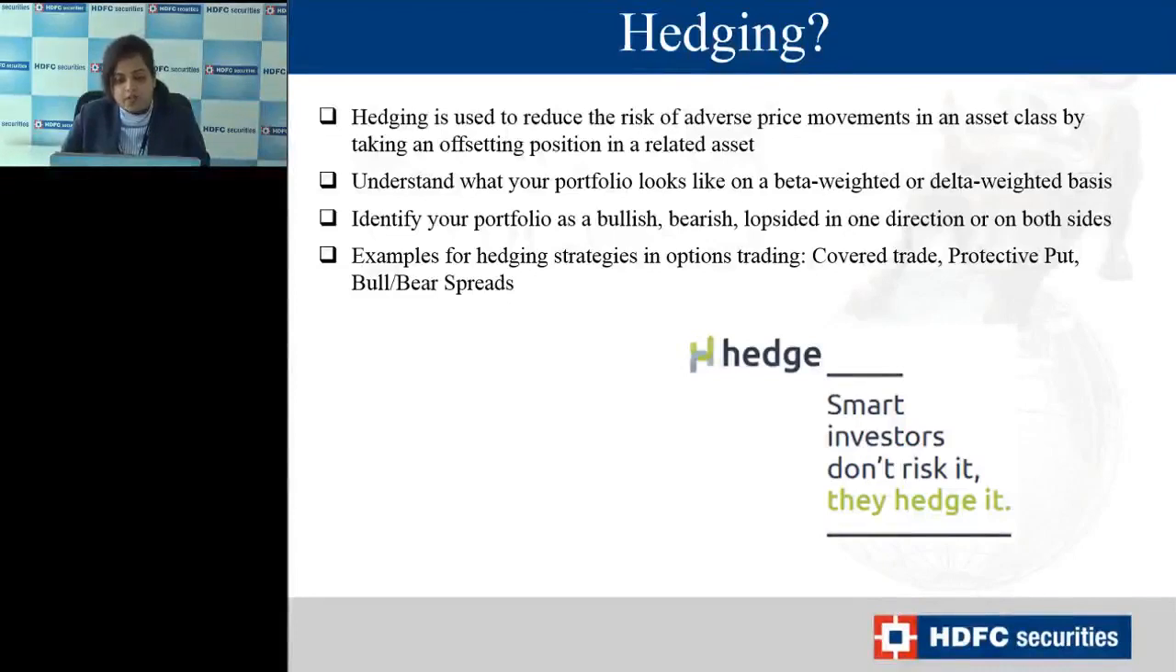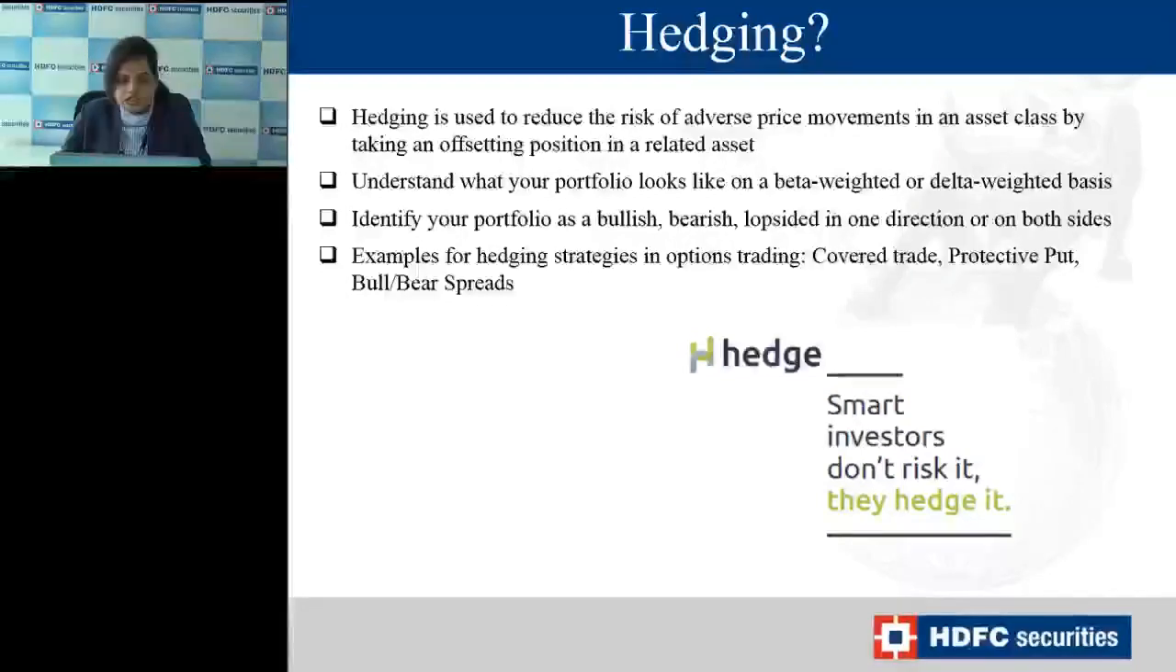And also we need to understand whether a portfolio has an extremely bullish angle or a lopsided angle, or whether it is actually on both sides. This is very important for us to understand, what weightage do we give in a portfolio before we understand what kind of hedging we need to go for. So we would be covering some basic strategies. We would be understanding what beta hedging is and what delta hedging is. And we would also be covering a few strategy examples, like covered strategies, spread hedging, and so on.